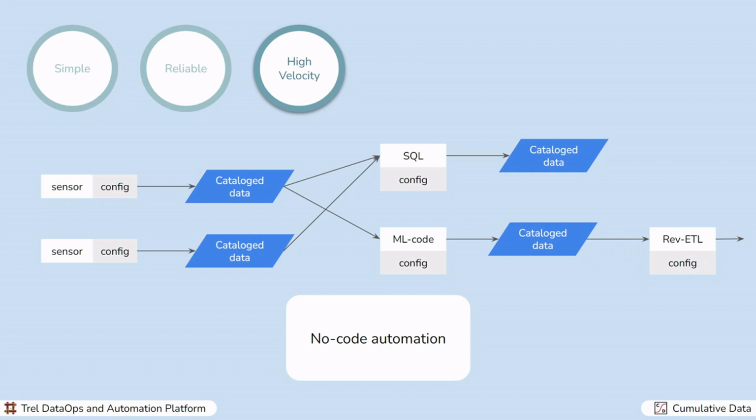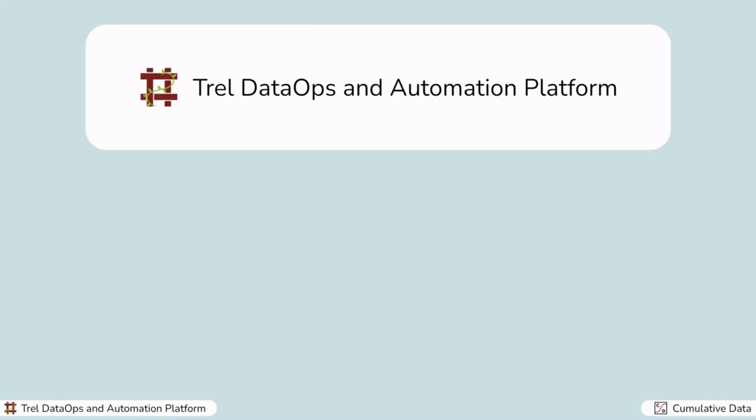In Trel, automation and data organization require no code. You can turn your SQL or machine learning code into a fully functional data pipeline or data warehouse with only configuration. Watch these videos to see how.